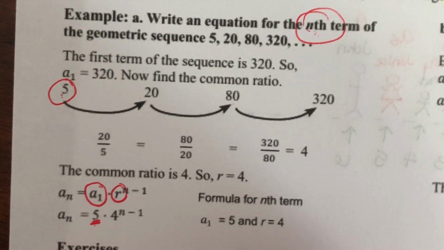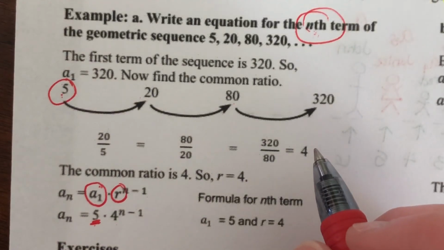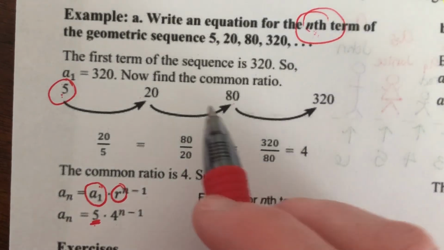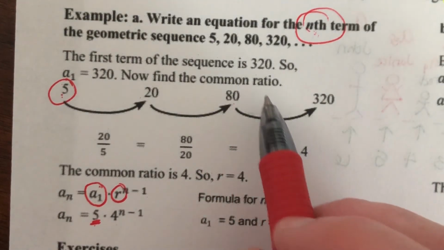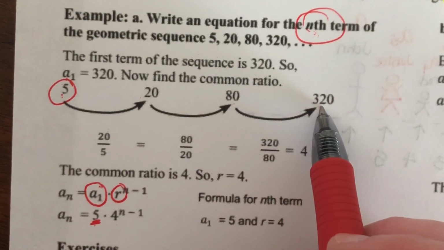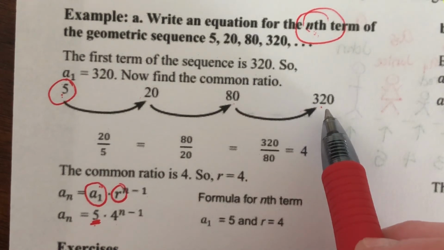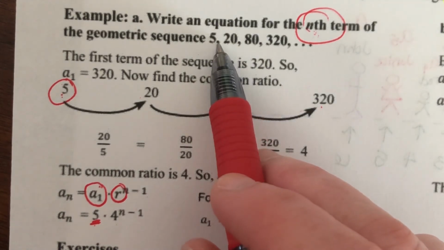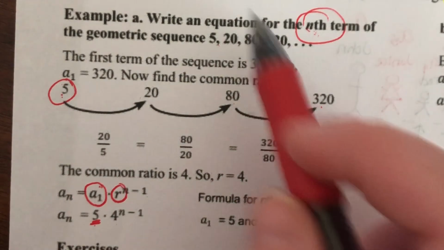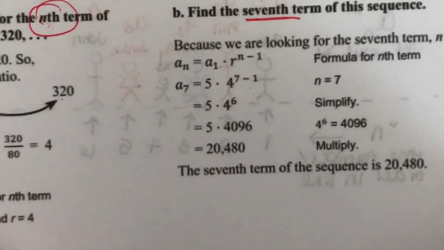A1 equals 320? Oh, what? The first term of the sequence is not 320. The first term of the sequence is 5. I don't know, this is wrong. We'll just start with this.